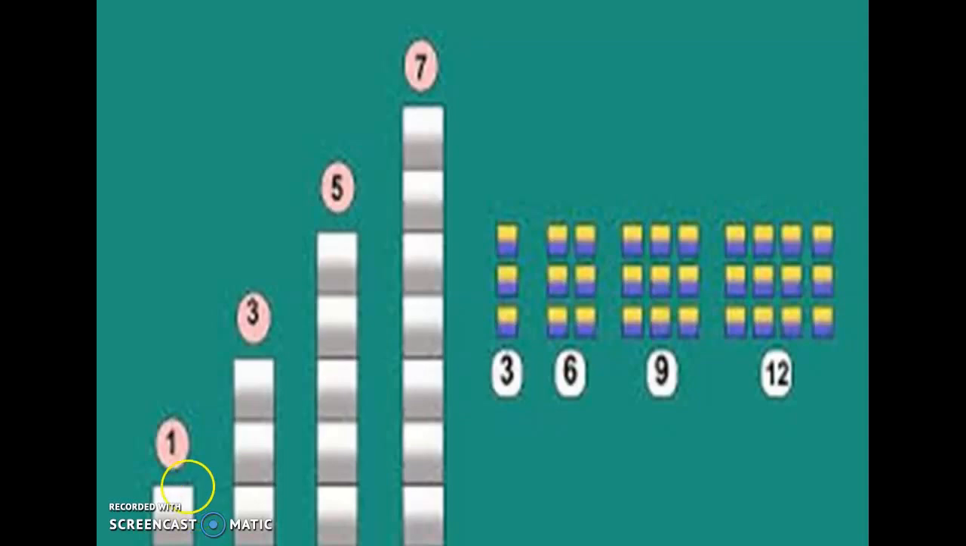Look at the picture, students. What can you understand from these pictures? Yes, some blocks are arranged in different ways. In the first picture, we can identify the numbers 1, 3, 5, 7. So, in between the two numbers, the difference is 2. In the second picture, we can identify the numbers 3, 6, 9, 12. In between the numbers, the difference is 3.